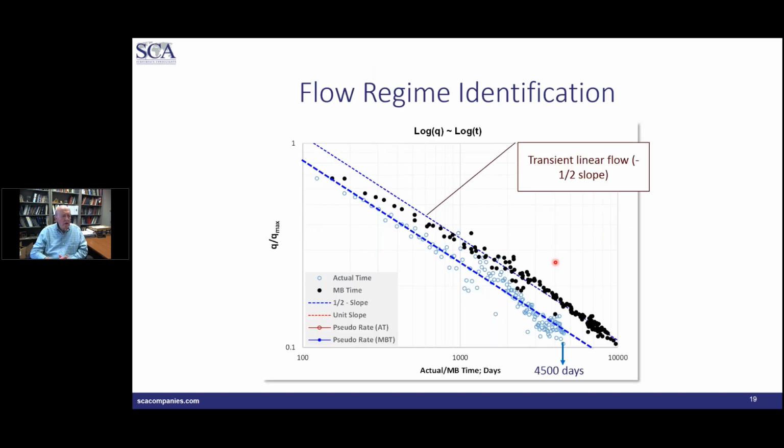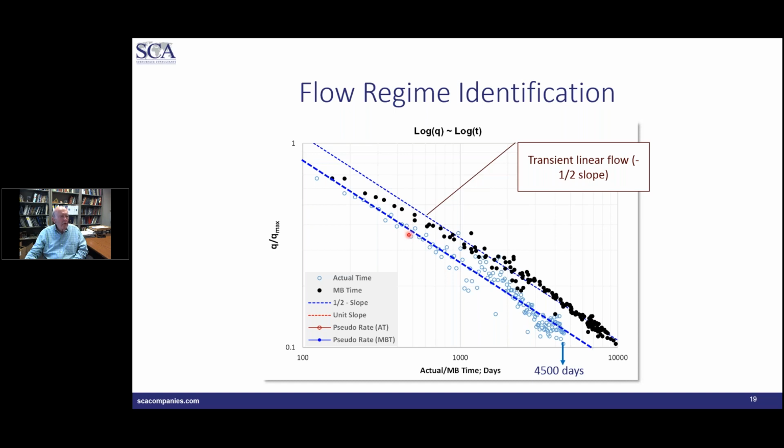So here is a log-log plot of rate. This rate has been normalized by dividing by the maximum observed rate in history. That's not necessary. You can do that if you wish. It's been done here. And you see two different kinds of symbols here. You see some open blue circles.